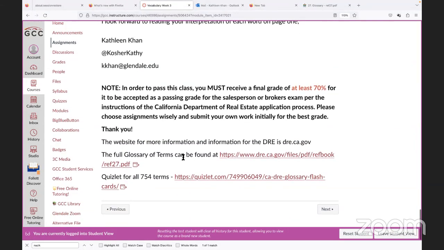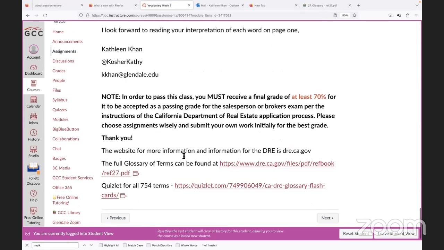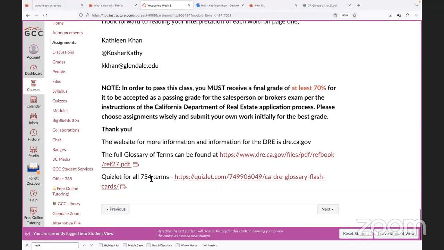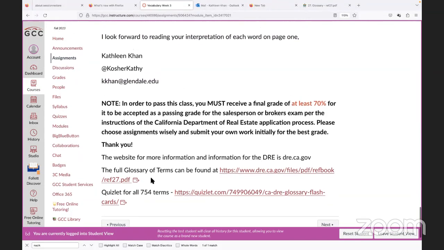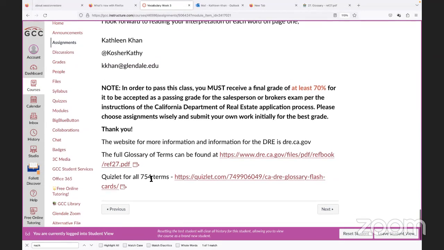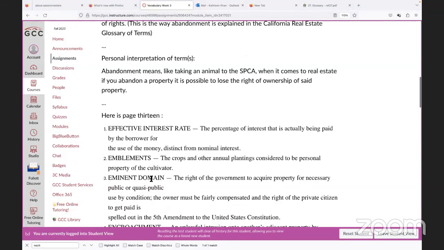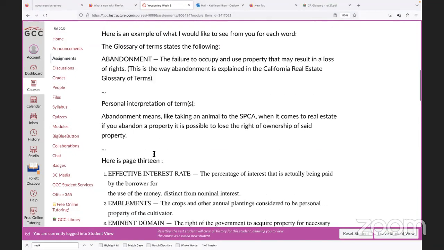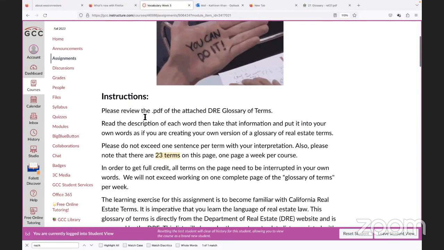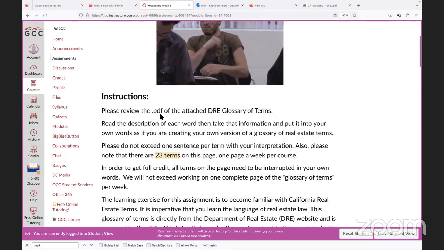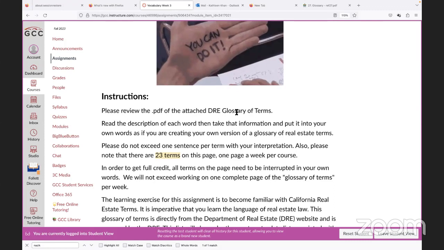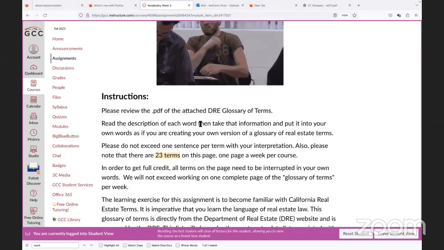It shows you that there is a link for the full glossary of terms, can be found down here. And then also I have a previous student that actually built a Quizlet for all 754 vocabulary terms that you guys can use. And if you don't have a Quizlet account, just ask for mine. I'm more than willing to share. But the terms are in here and readily available to you. If, however, you do not scroll all the way down to the bottom, please review the PDF of the attached Department of Real Estate glossary of terms. That's at the bottom of this page.